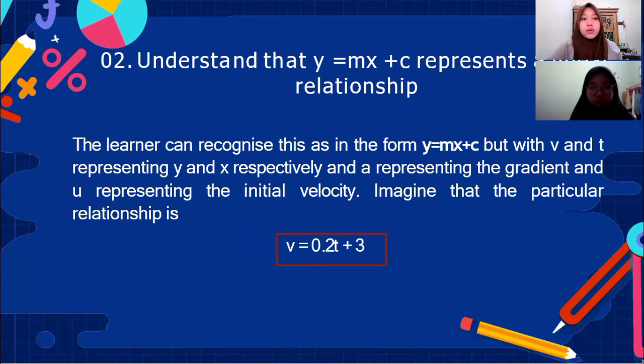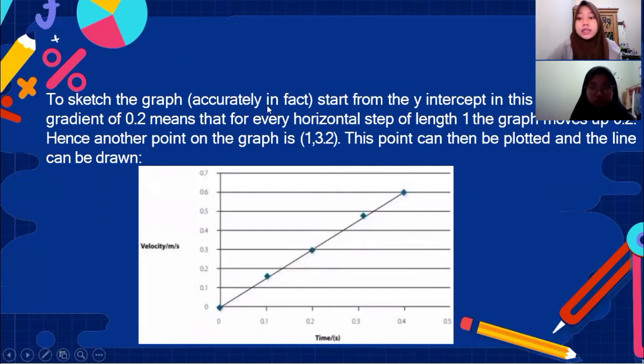Imagine that we have a particular relationship, v equal to 0.2t plus 3, where 0.2 is the gradient, the value of m, and c is 3. To sketch the graph accurately, we start from the y-intercept. In this case, it is 3.